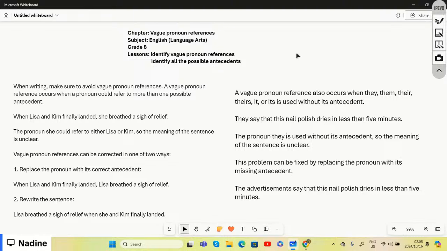All right, so our chapter is vague pronoun references. Our subject is English language arts, like we said. We're doing grade 8 advanced writing. And the lessons that we are going to be focusing on are to identify vague pronoun references and to identify all the possible antecedents.